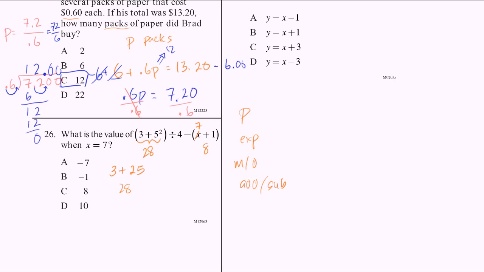And then we do the division before we do the subtraction. So this becomes 28 divided by 4 minus 8. So order of operations, we do this first. So 28 divided by 4 is 7. And then we have the 7 minus that 8 right there, which is equal to minus 1. So that is choice B.